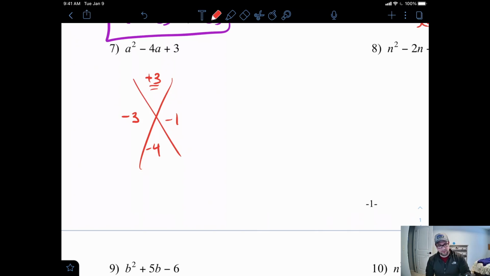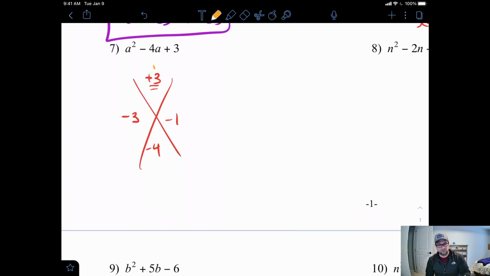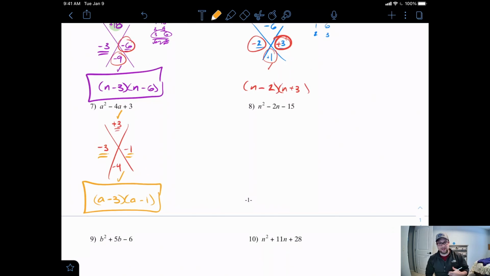Let's try making them both negative to see if this works. Negative 3 times negative 1 works for the top. Negative 3 plus negative 1 works for the bottom. So my final answer will be a minus 3, because that was 1, and a minus 1, because that was the other. Now, if you're just copying down my work and you're not thinking about these, this is going to be really, really tough for you. You've got to think about these numbers.